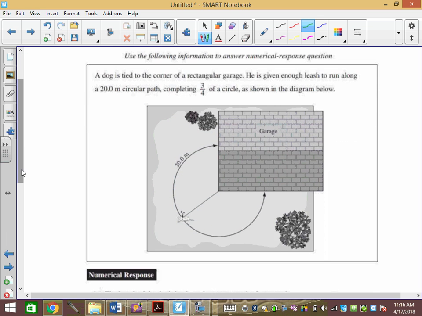The dog outside is the corner of a rectangular garage. He is given enough leash to run along a 20-meter circular path. This is the what? That's the dog. Also, it is what? The arc length. Okay. He completes 3/4 of a circle. They actually gave us theta. What's a full circle? 4/4 of a circle. Yes.